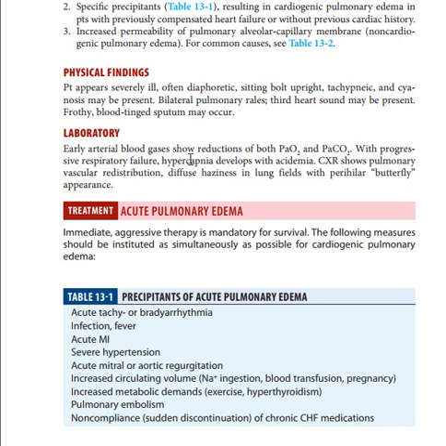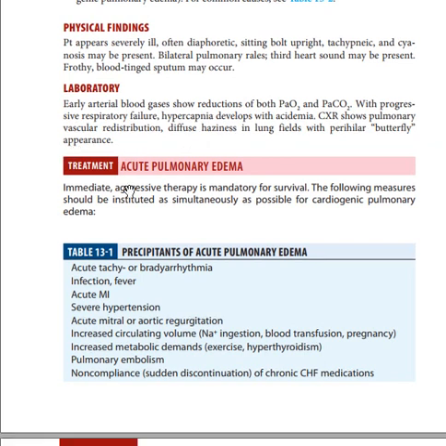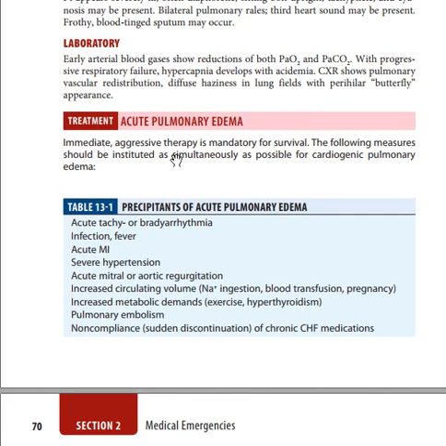Then the next thing you do is imaging of the lungs. You visualize a chest X-ray for pulmonary vascular redistribution in cases of heart failure. You have a diffuse haziness in the lung fields and the perihilar regions. That's a butterfly appearance, so you may also see a butterfly appearance.